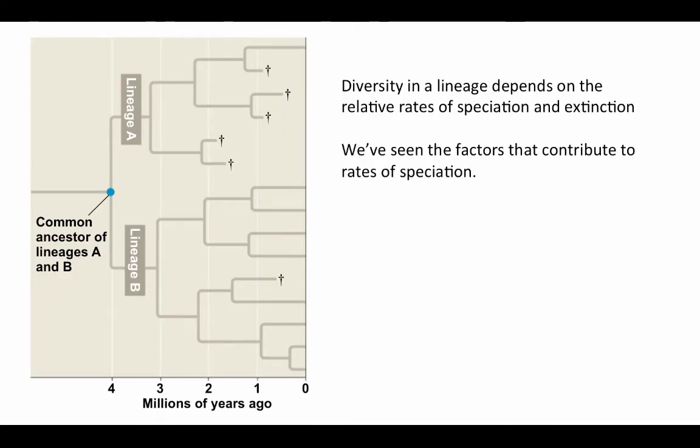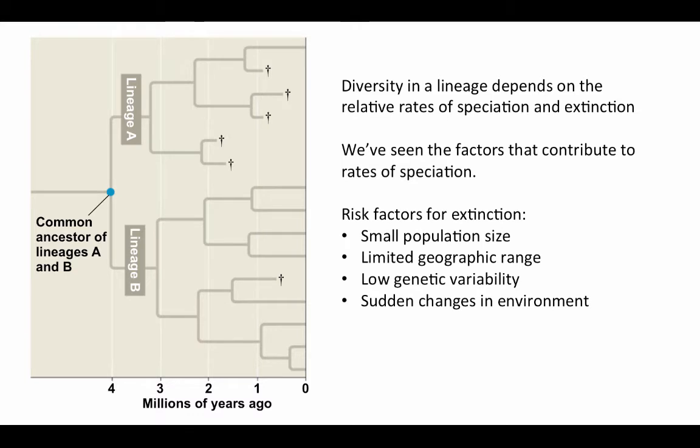If we think about overall macroevolutionary patterns of diversity, so diversity in a lineage is going to depend on the relative rates of speciation and extinction. If you're generating more species than you're losing, then you're going to have a lot of diversity. If you're losing more species than are being generated, you're going to have a decrease in diversity. So we've seen many of the factors that contribute to rates of speciation back in the speciation chapter, and we've also talked about these adaptive radiations that are going to lead to high rates of speciation. So now let's think about the risk factors for extinction.